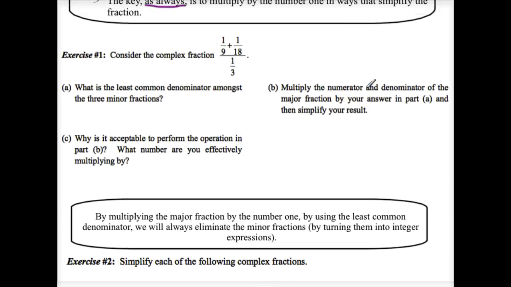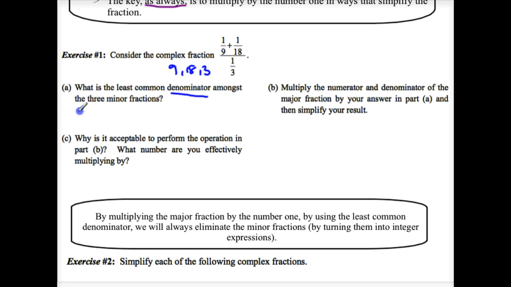What do I mean? So first thing I want to do, consider this complex fraction. There's a fraction on top of a fraction. You can put this in your calculator, just like this, and get an answer. So let's see how this works first. It says, what is the least common denominator amongst the 3 fractions? So the denominators here are going to be 9, 18, and 3.